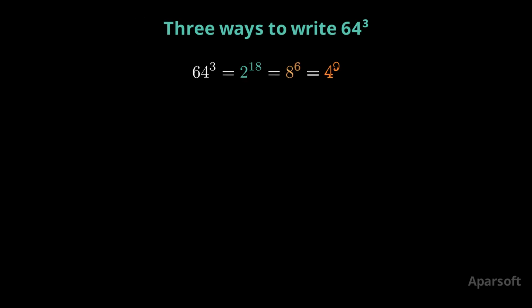Way 3. 64 equals 4 cubed. So 64 cubed becomes 4 cubed, cubed. 3 times 3 is 9. Giving us 4 to the power 9. And here is the beautiful result. 64 cubed equals 2 to the power 18 equals 8 to the power 6 equals 4 to the power 9. 3 completely different ways to write the same number. Beautiful. Now what if we try to break the power itself instead of breaking the base?